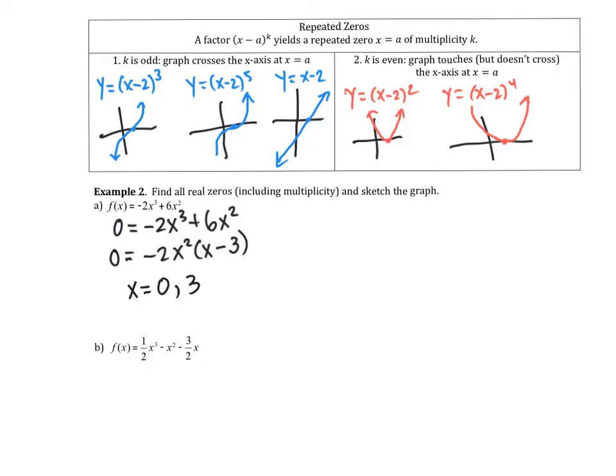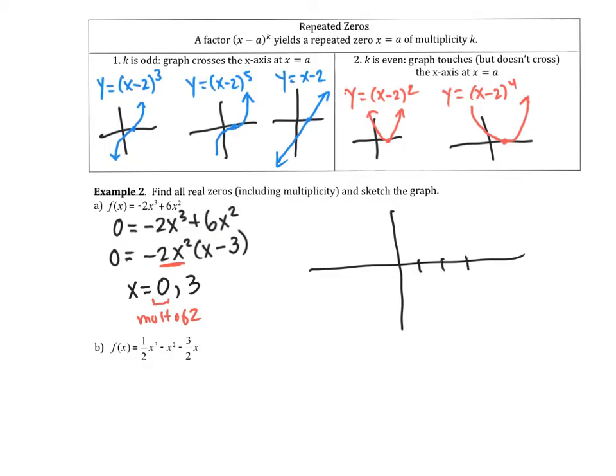Okay, but because the 0 came from this term here, it came from x squared, this 0 actually has a multiplicity of 2. So when you list them, you might want to list 0, 0, 3, or you can say that 0 has a multiplicity of 2, and the other 0 is 3. This was degree 3, so I was expecting to get 3 real zeros, which I did. Okay, so I'm going to sketch a graph here. It's just a graph, but I know there's a 0 at 0 and 3.